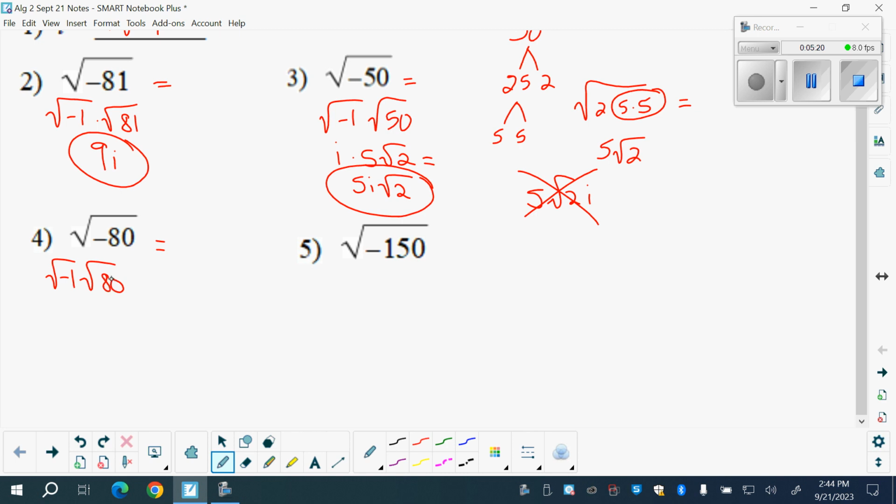We just leave it? No. What do we do? We're going to factor it. That's right. We're going to find our prime factors. Or if you do perfect square, largest perfect square, that's great.